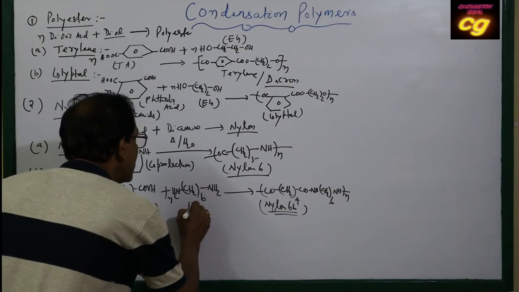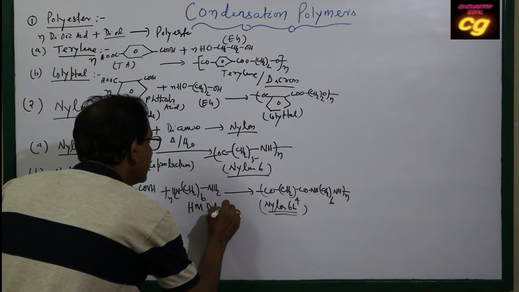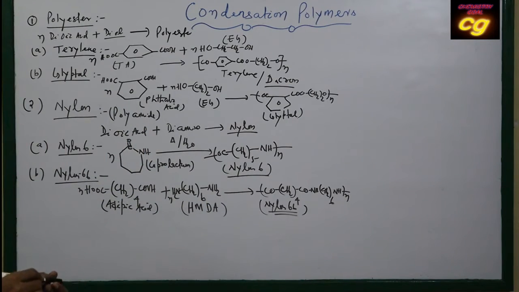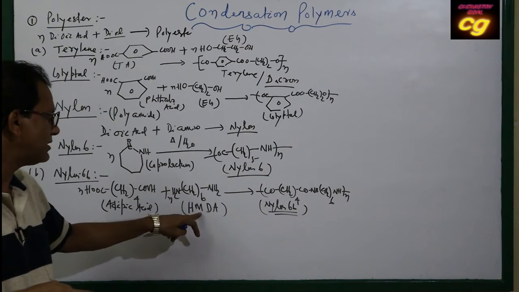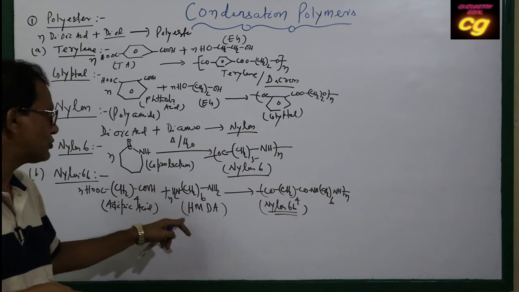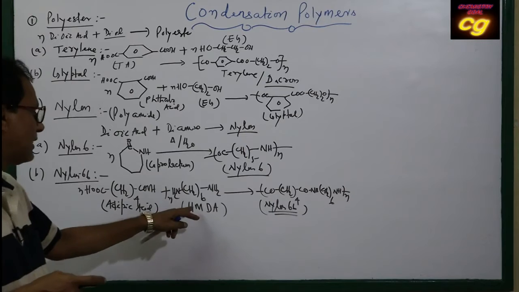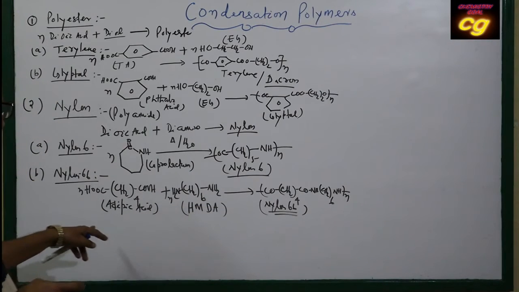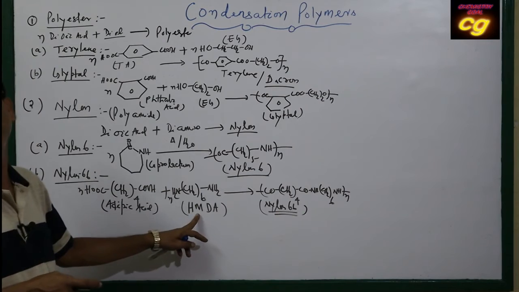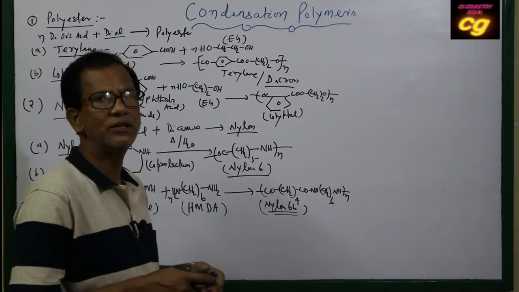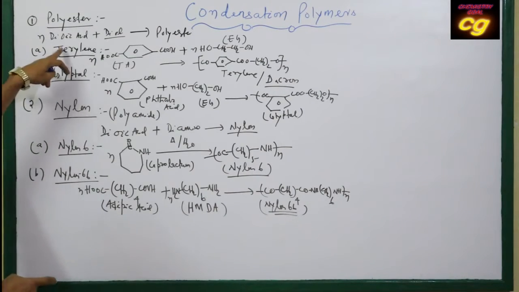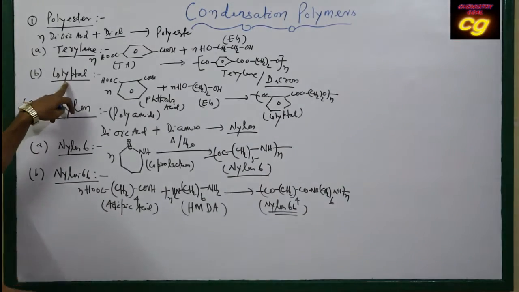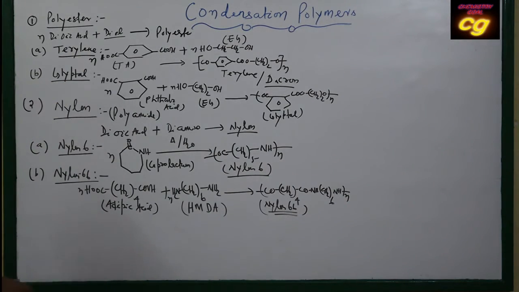The short form I am writing is HMDA for hexamethylene diamine. Hexamethylene because there are 6 methylene groups, and 2 amines, NH2, diamine. So this is one example of nylon 66, adipic acid and hexamethylene diamine combined, forming nylon 66. Both nylons are used as synthetic fibers, and terylene and glyptal are also used as synthetic fibers. This is nylon 66 and nylon 6.